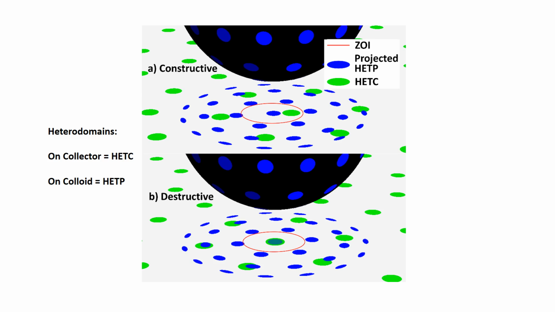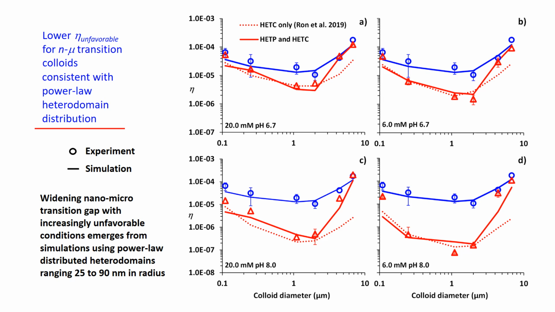We've also learned that if we're going to ascribe heterogeneity to surfaces, we have to examine it on both surfaces, not just on the collector or grain surface, but also on the colloid. And so this schematic shows how we project colloid heterogeneity down onto a surface to see whether it falls in a zone of interaction, shown by the red circle, and to see whether it interacts constructively, that is, complementarily, to the heterodomains on the collector, or whether they in fact superimpose and therefore cancel one another in a destructive interaction. Together these can be used in simulations.